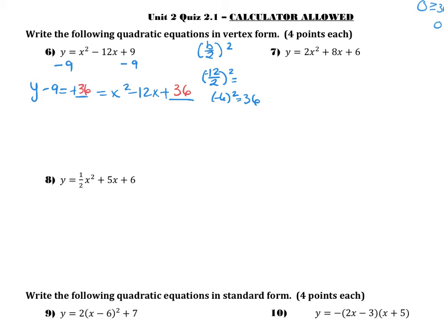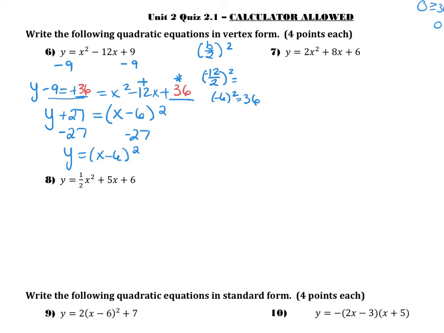The reason I do this is because the right side should then factor into a binomial squared, which, what multiplies to 36 and adds to negative 12 would be negative 6 and negative 6. So it factors into x minus 6 squared. On this left side, I'm going to combine negative 9 and 36, and I'm going to get plus 27. Now my last step is just to move the 27 over. And that will be my final answer.